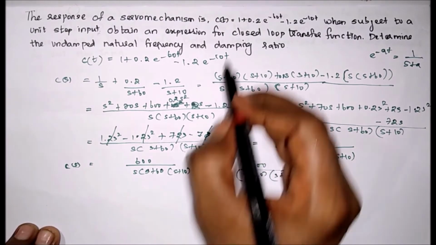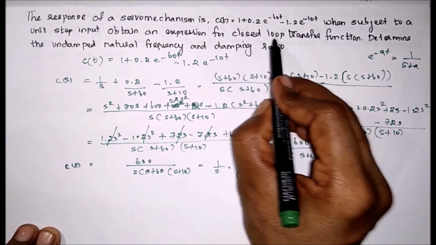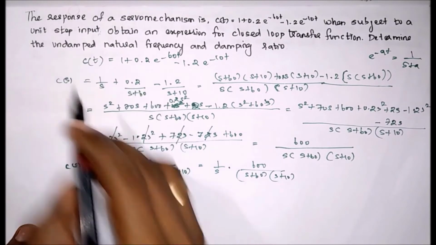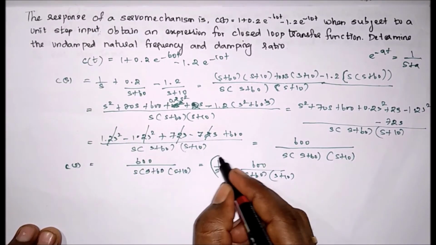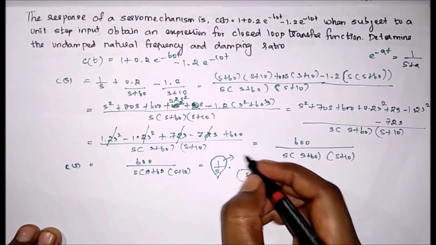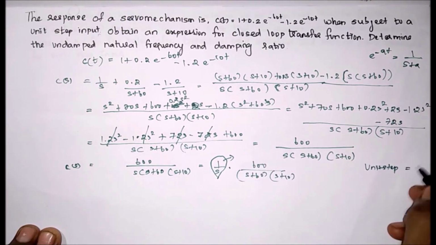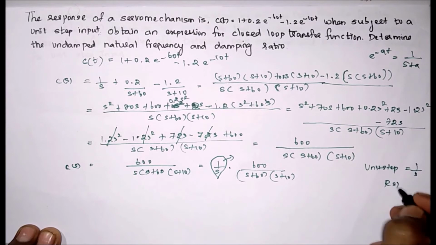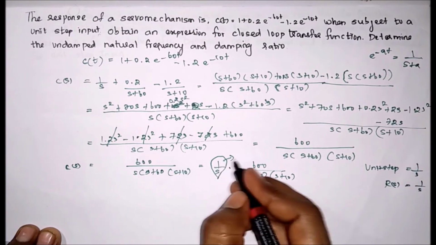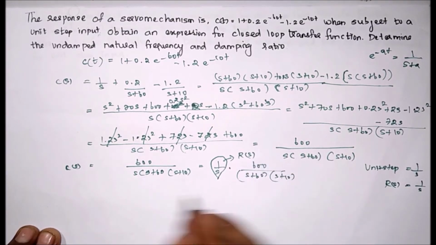According to the given problem, we have to find the closed loop transfer function for unit step input. We know the Laplace transform of unit step equal to 1 by s. Therefore R of s equal to 1 by s. So we can substitute R of s.